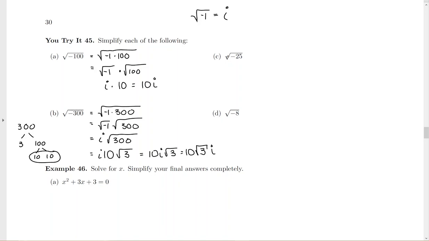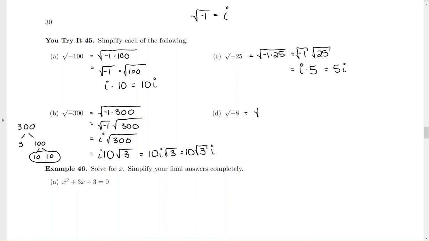All right, so let's come up here to the letter C. Square root of -25. The square root of -1 times 25. So I can break that up, and if you know what the square root of that number is, you can go ahead and take it out from under the radical. So this is i. Square root of 25 is 5 times 5, so it's just 5 coming out from under the radical, or we could call it 5i.